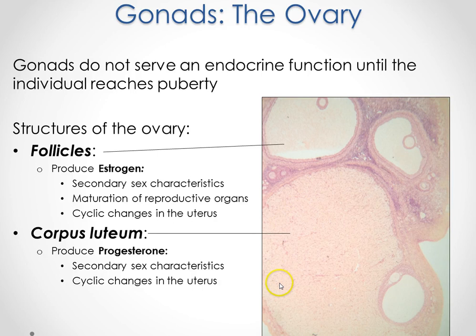Now the next structure in the ovary is this really large structure right here. This is called the corpus luteum. The corpus luteum is filled with tissue that will eventually become scar tissue, and you can see it stains a little bit pinker on the slide. The corpus luteum is going to produce a hormone called progesterone, which is also going to play into the secondary sex characteristics, and it's also going to be involved with the cyclic changes that you see in the uterus.